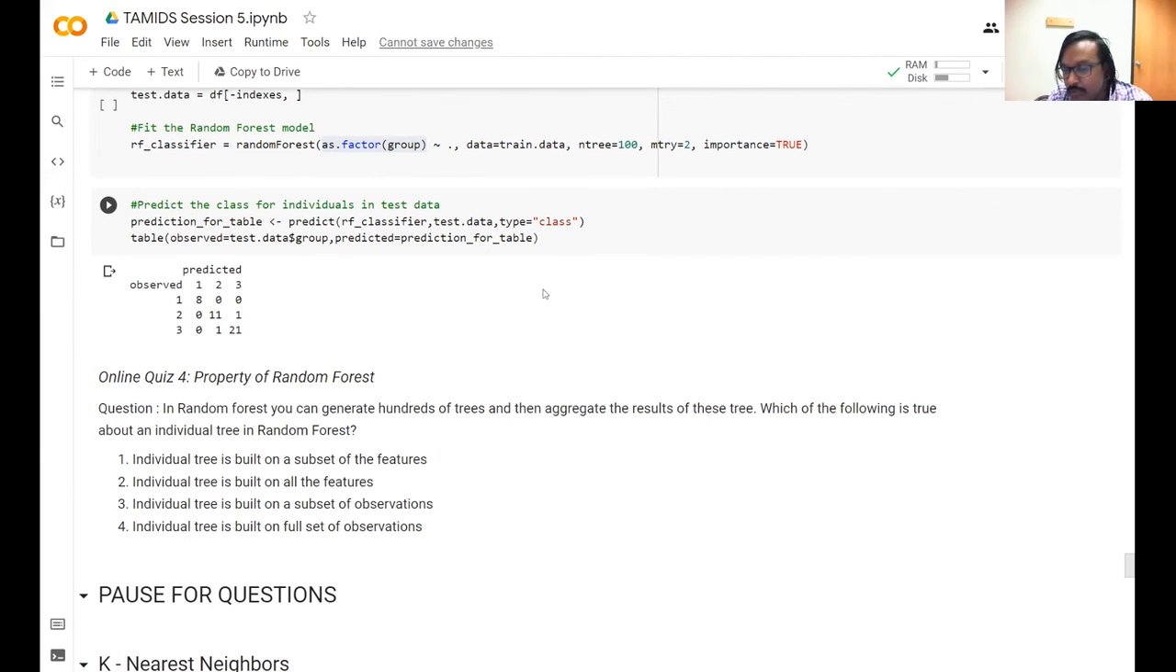First of all, the individual tree is indeed built on a subset of the features that is controlled by the m-try parameter. The individual tree is definitely not built on all the features. Next, notice that the individual tree is built on a subset of the observations simply because we are taking a random sample. So we start with the full set of observations, that's true, but we take not a subset of the observations, but a bootstrap sample of the observations, right?